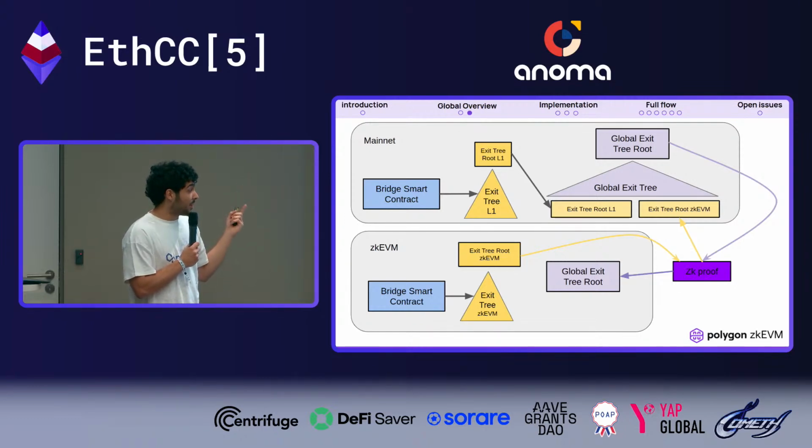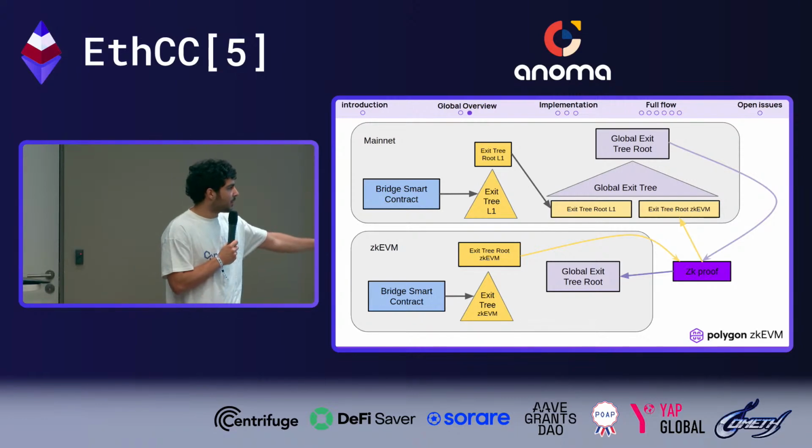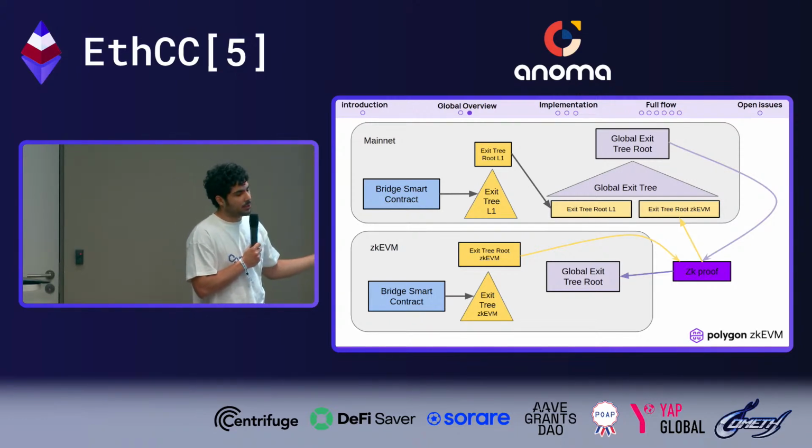And basically the other way around. When in the zkEVM we want to bridge something to mainnet, we call the same bridge smart contract that will be on the zkEVM. It will update the exit tree of the zkEVM. The circuit will make sure that the exit tree root of the zkEVM will be updated on mainnet, and therefore on mainnet we should be able to claim these assets.